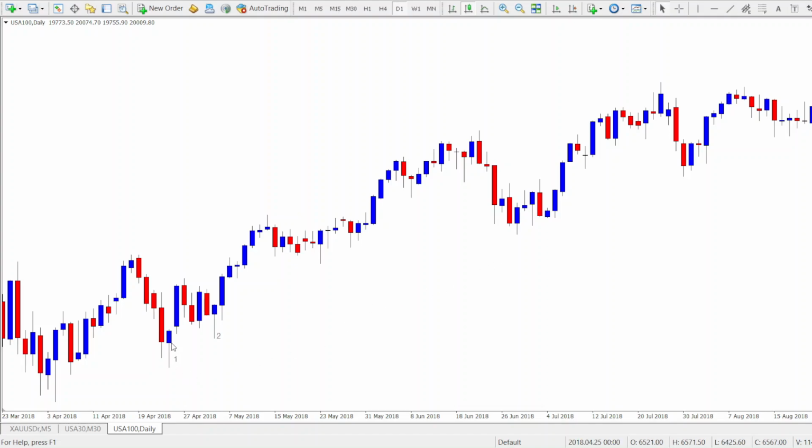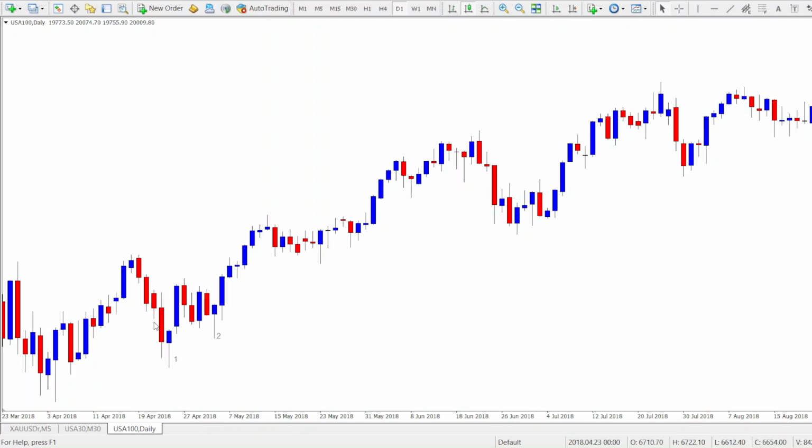It's usually identified by a long lower wick and then a body at the top. The lower wick is usually longer than the length of the body, just like how we have here and here. Now the hammer candlestick pattern is usually used to signify the end of a bearish move. Whenever the hammer candlestick pattern shows up on your chart, it's an indication that the bearish move is probably coming to an end.